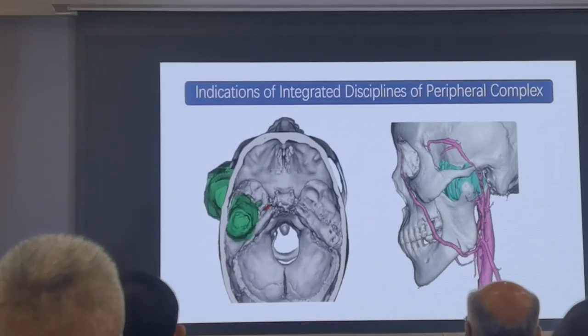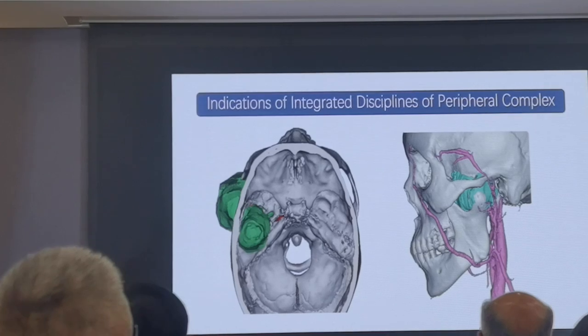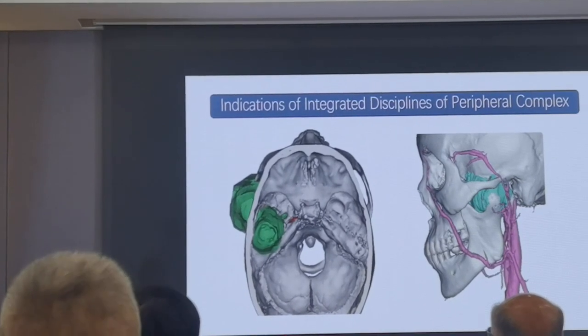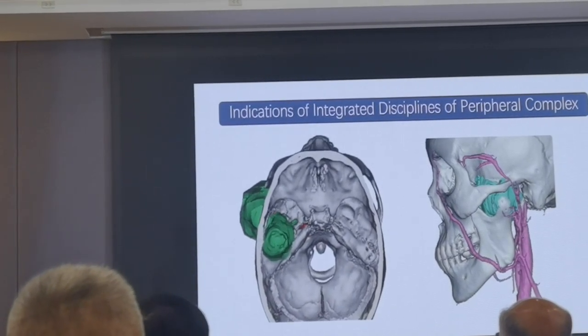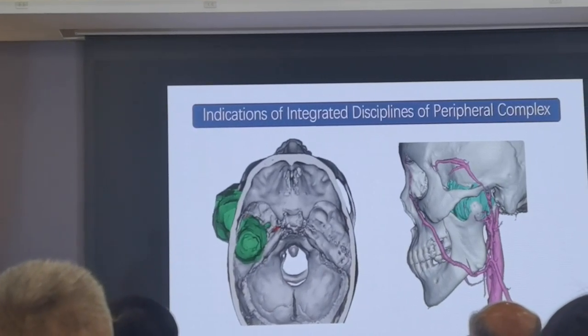In the ENT or the neurosurgery department, they only removed the tumor. They almost didn't do the reconstruction of the joint, that is a bone structure. They only use the soft tissue to build it.